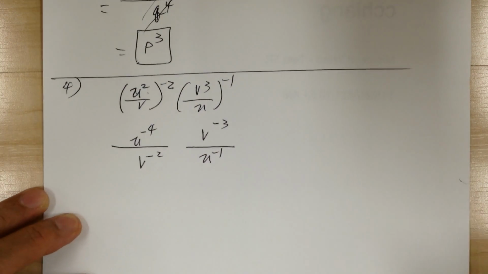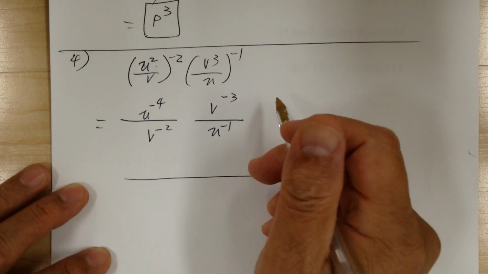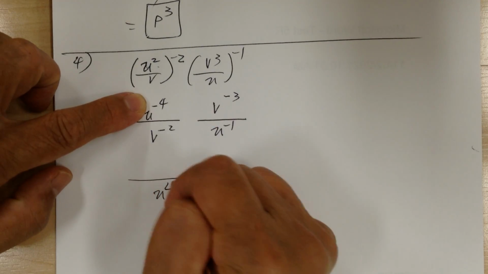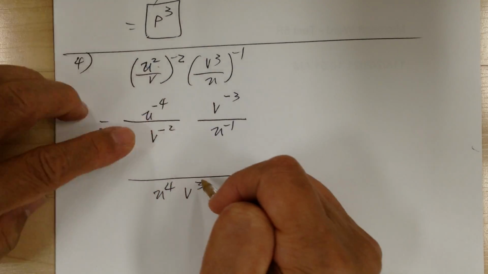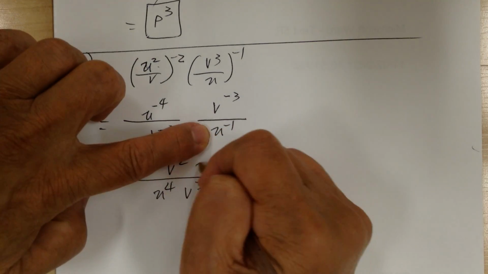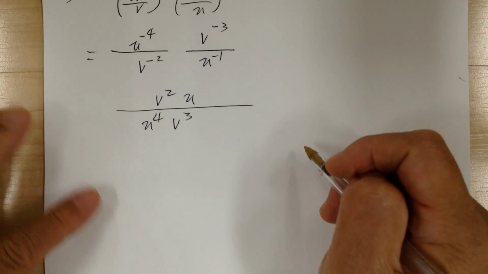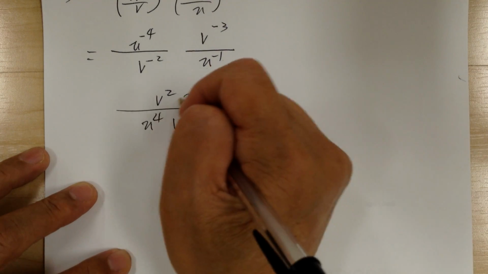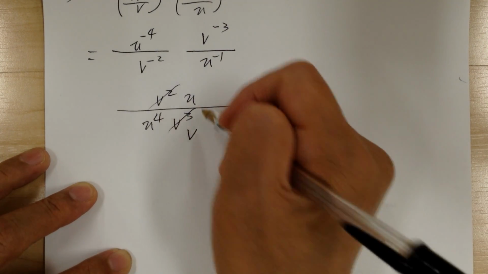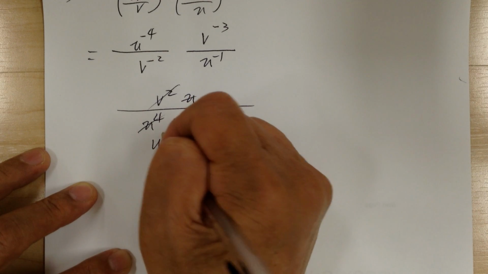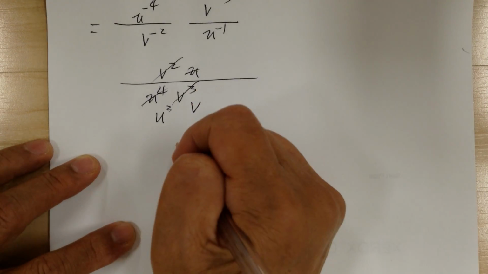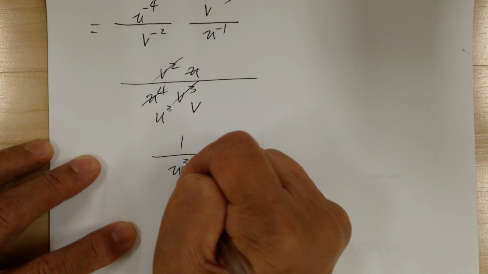Okay. Then after that, let's go and do the flipping. So this gets flipped to the bottom, this gets flipped to the bottom, this gets flipped to the top, this gets flipped to the top. Okay, then we can start to cancel things out. So this cancelled with that, gives me v. This cancelled with that, I get u to the 3. And so I get 1 over u^3 v.